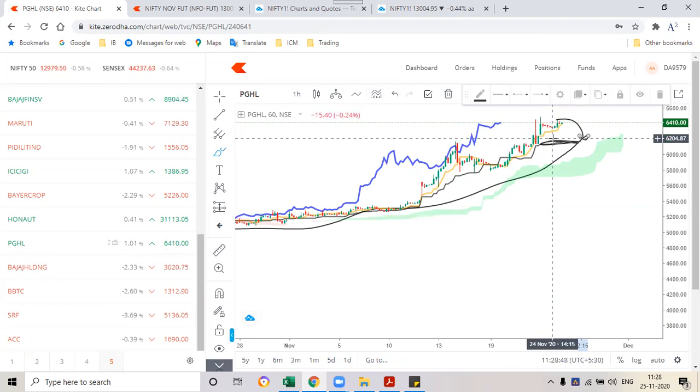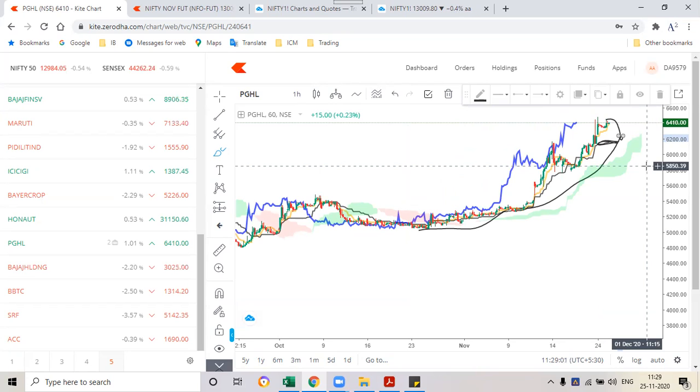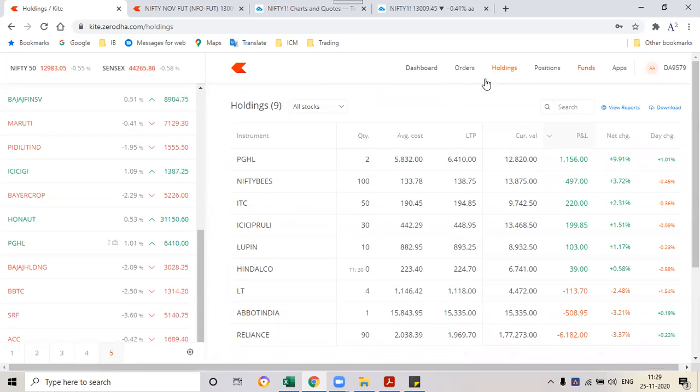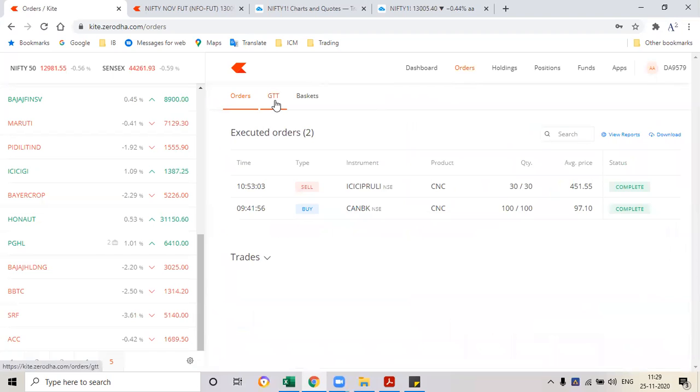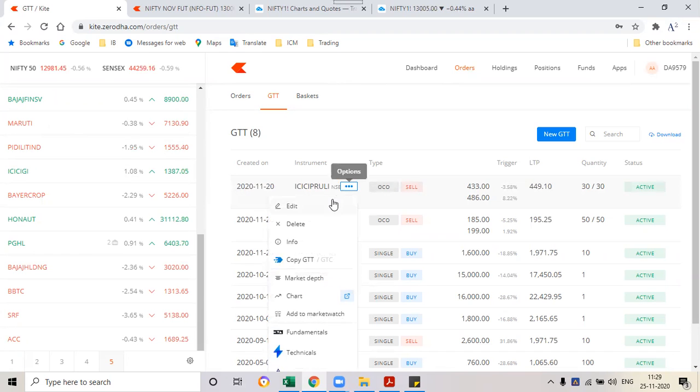The best way to learn this technique is to put this chart on your trading screen, watch it for 1.5 months, and trade with small quantity, one, two, three shares, and put a stop loss. It's not like this is a perfect system. See here, orders, GTT, I put ICICI Prudential, I bought it at the 442 level, 433 is my stop loss, 486 is my target. 486, I arrived at it from the previous cloud.